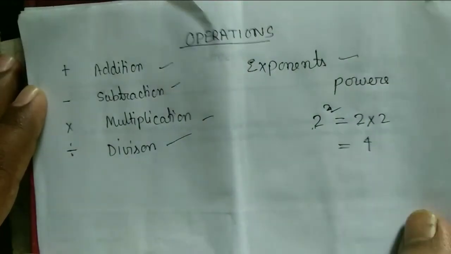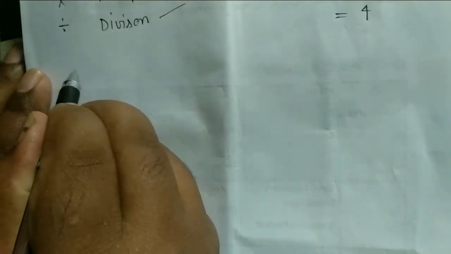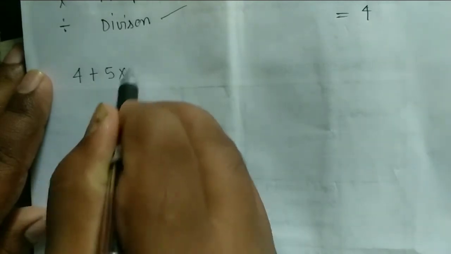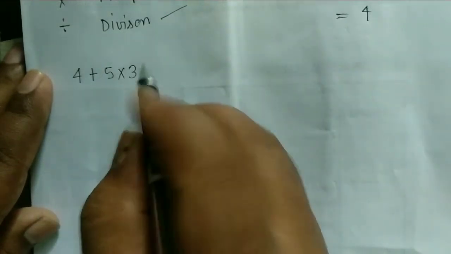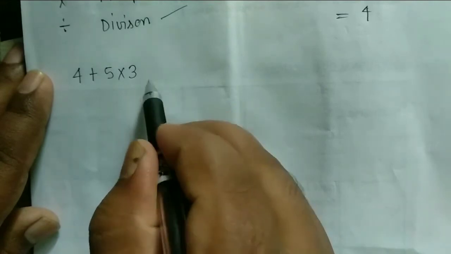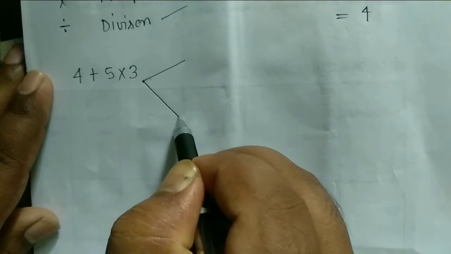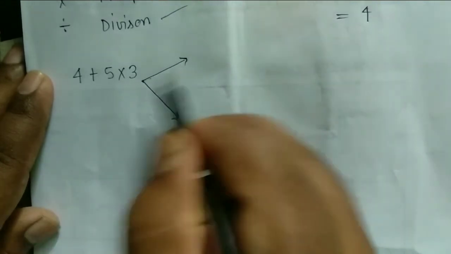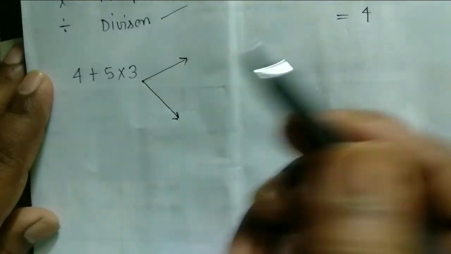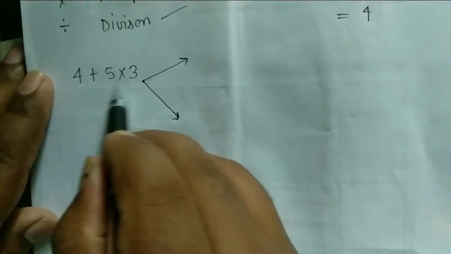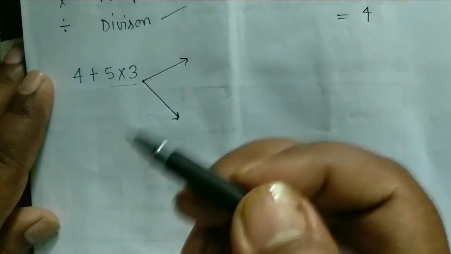Now, regarding the order of operations. Why is it needed? Let's say, for example, we are given a problem 4 plus 5 into 3. There are two approaches that we can use to solve this problem. The first approach is we first do addition and then multiplication as given in the question, and the second is we first do multiplication and then addition.